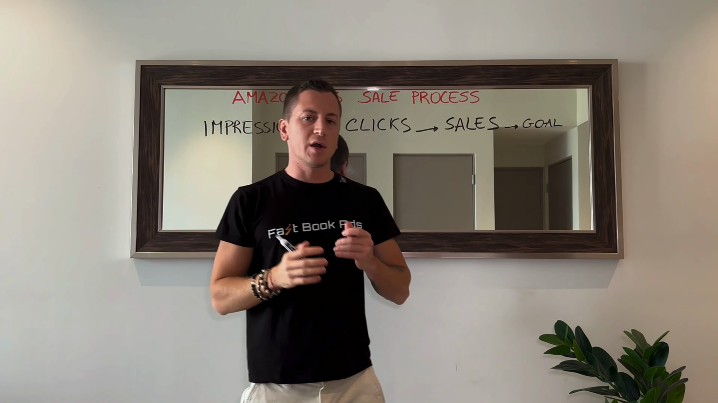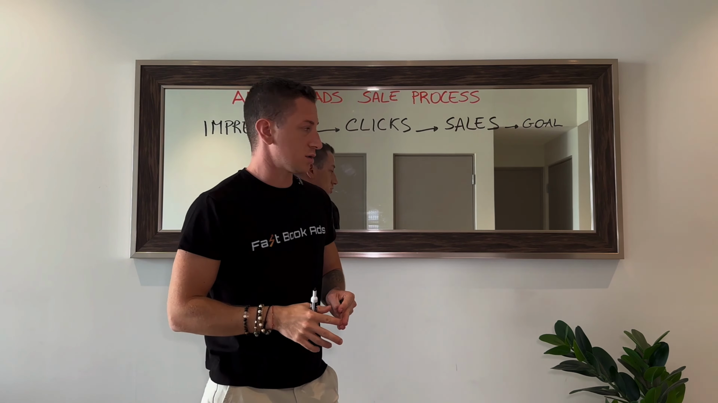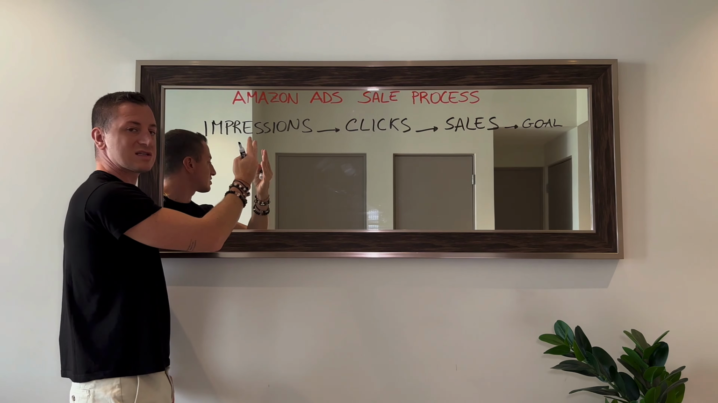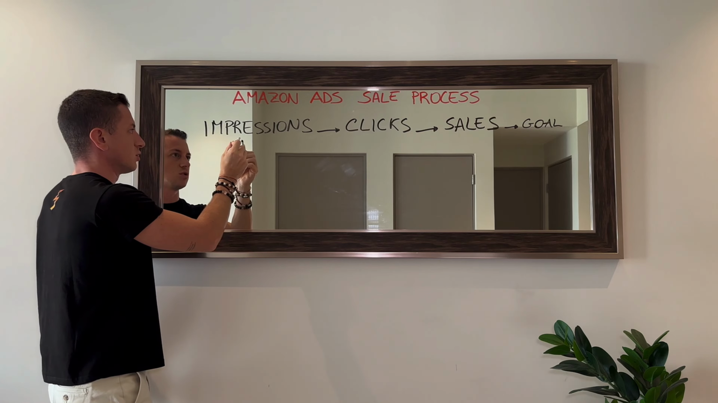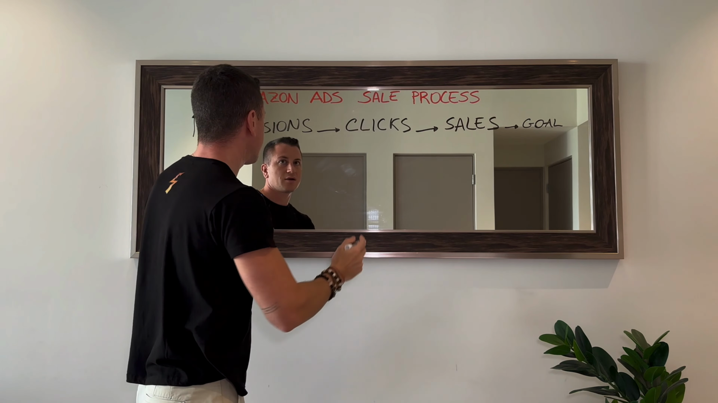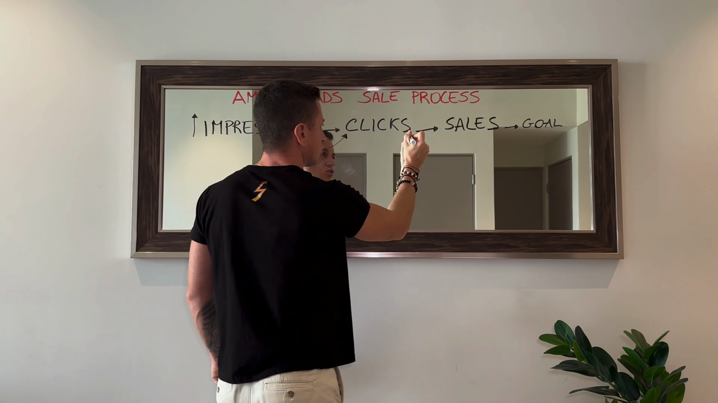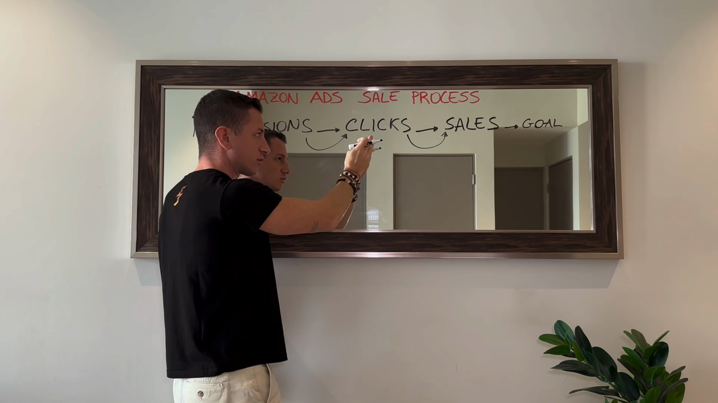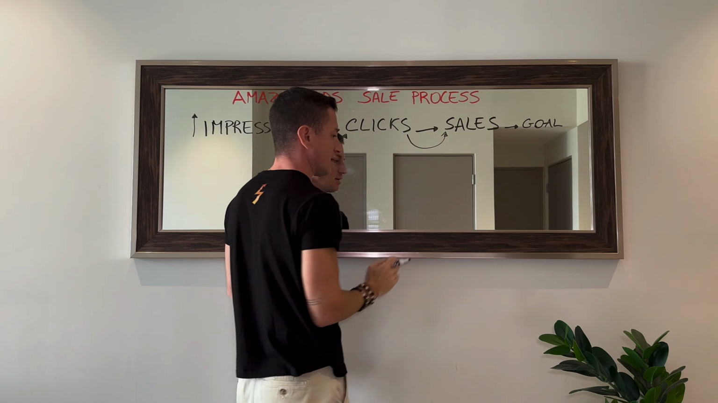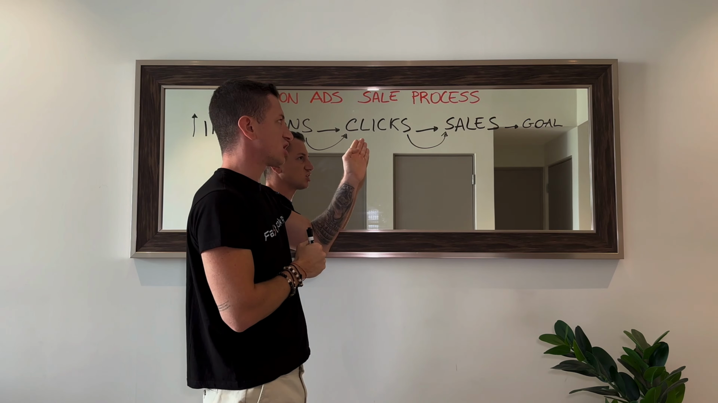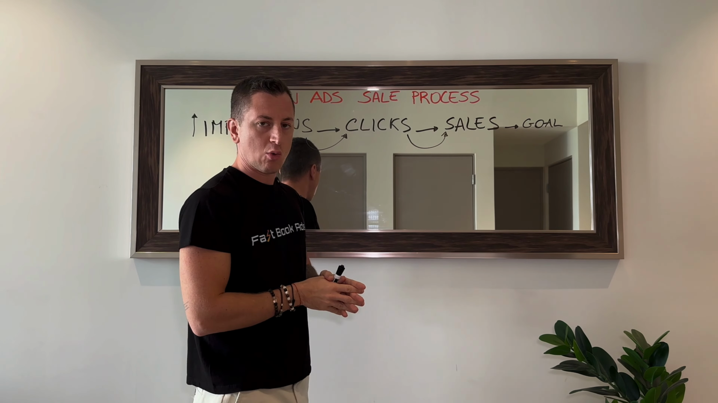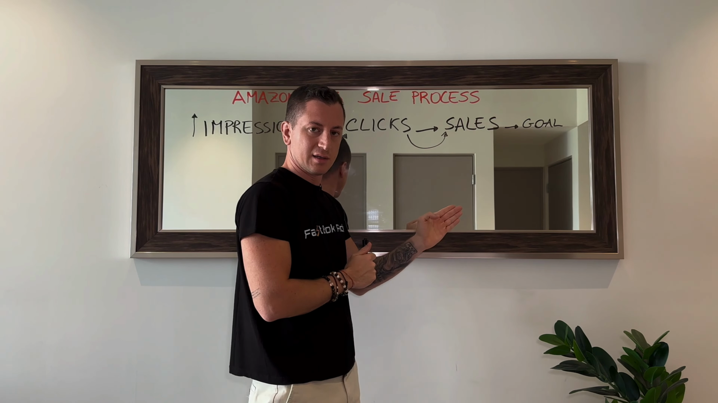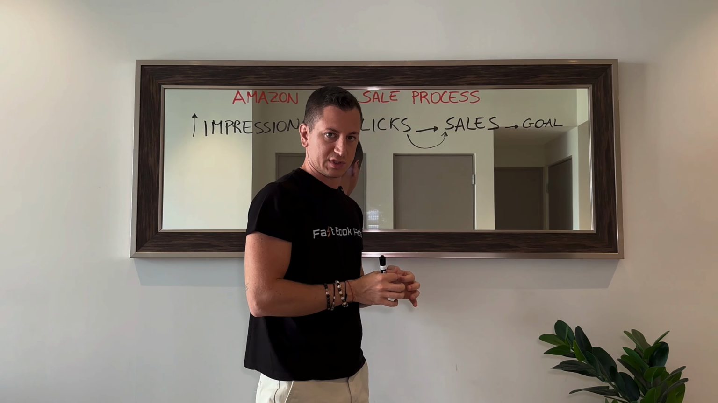But the purpose of Amazon ads is not getting sales. The purpose is to generate as many impressions as possible. Clicks are the gateway from impressions to sales. Without impressions, we can't have clicks, and without clicks, we can't have sales. So we don't have to see clicks as an expense. We have to see clicks as an opportunity to get a sale. This is very, very important.